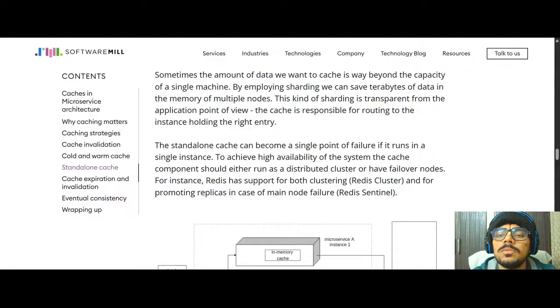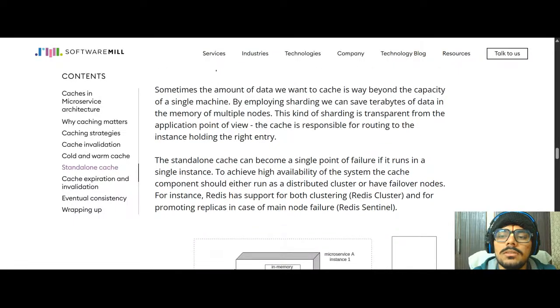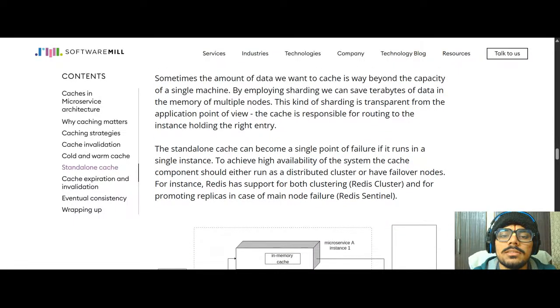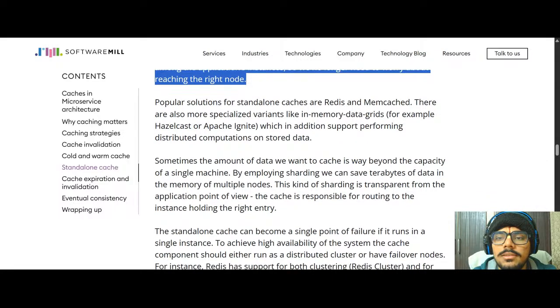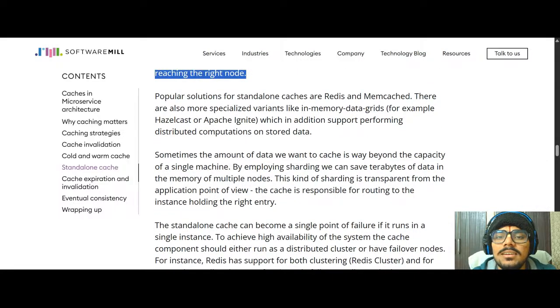Standalone cache can become a single point of failure. It runs in a single instance. Oh, I jumped too far. And there are more specialized variants like in-memory data grids, for example Hazelcast and Apache Ignite, which in addition support performing distributed computations on the stored data.